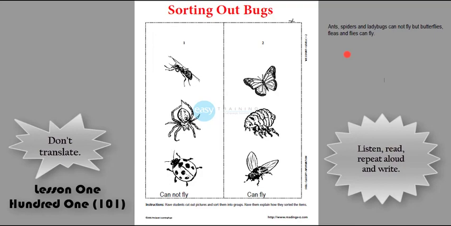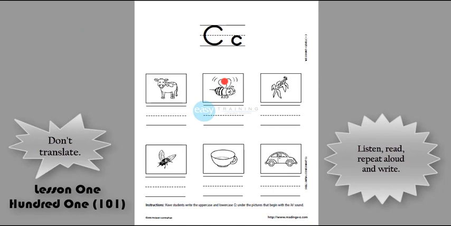Here, ants, spiders, and ladybugs cannot fly, but butterflies, fleas, and flies can fly. Was it good? Alright, now it is time for us to move on to activity number 3. This activity is about words that begin in C and words that do not begin in C.